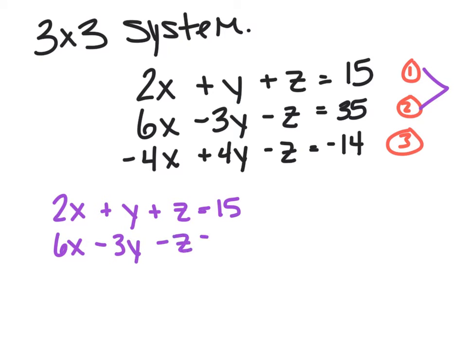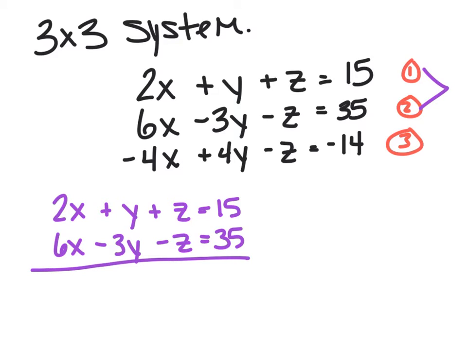Now, there is a very smart variable to eliminate here. Can you see which one it is? Is it the x, the y, or the z? I'm hoping you're seeing right away that the z is the smart one, because what's a positive z and a negative z make? Well, they cancel out, they make nothing, zero, zilch. So z is the best one to eliminate.